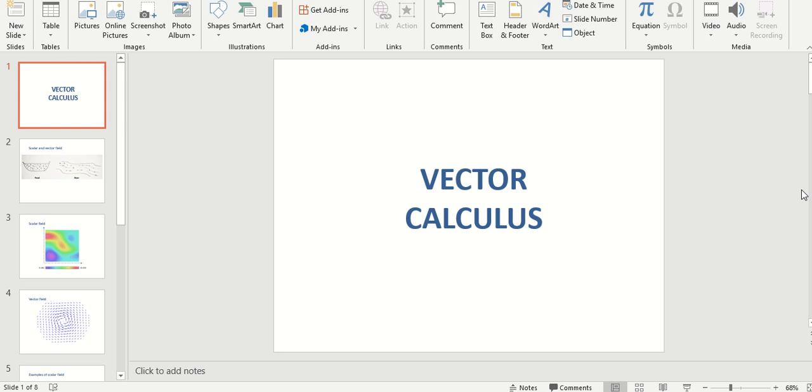Hello students, today we will learn some basic preliminaries, some basic definitions of vector calculus. The preliminaries of vector calculus include scalars and vector fields, and I will start with the definitions of scalar and vector field, the examples of it, and the pictorial representation of scalar and vector field also. So let's start with this.